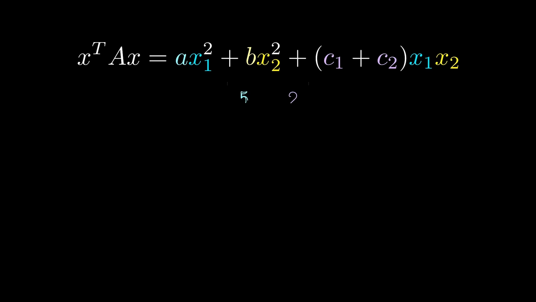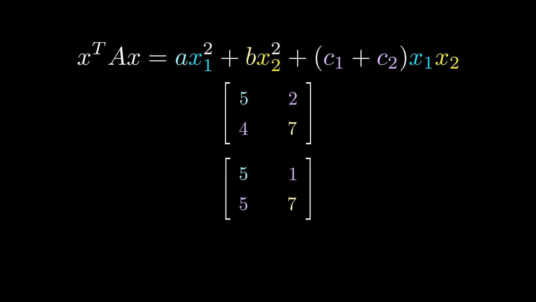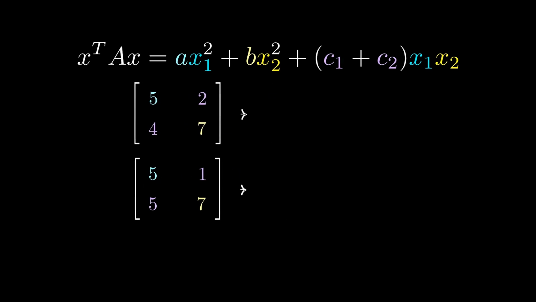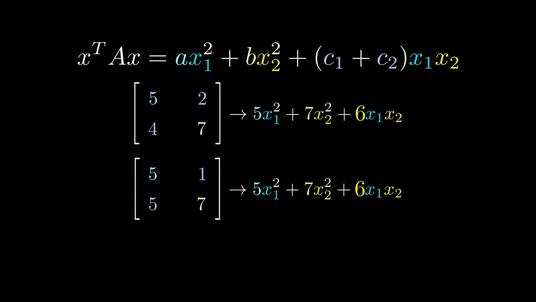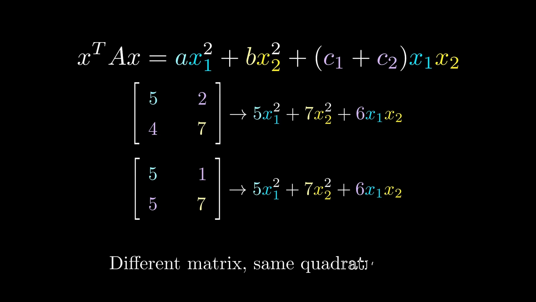For example, take these two different matrices here. The off-diagonal elements are different, but they add to the same thing, both a 6 here, and the diagonal elements are the same. So if we look at the full quadratic forms each of these matrices produce, we'll find that they're the same, with a 6 for the cross-term coefficient. Different matrix, same quadratic form. Because multiple matrices produce the same quadratic form, that gives us some freedom to just pick one of them and run with it. So which should we pick?